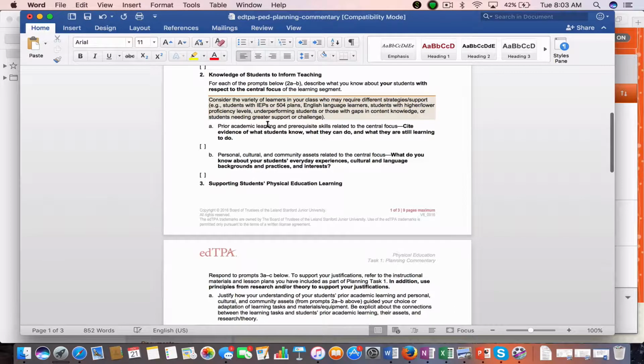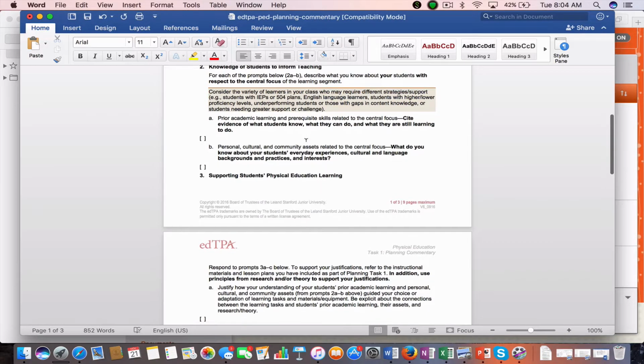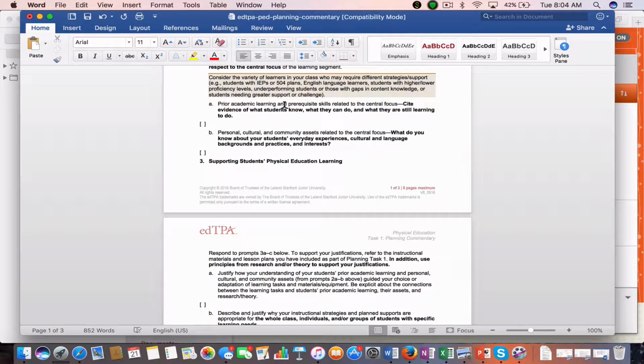For 2, this is knowledge of students to inform teaching. Now most of this you're going to get from your lesson plans. You've already done this work and you're going to be copying and pasting. You might have a little bit of information that you thought about in ETWS 2, which was your overview of your unit. So these questions should sound familiar.